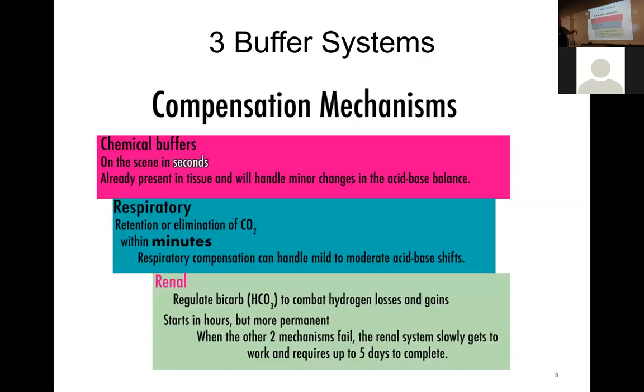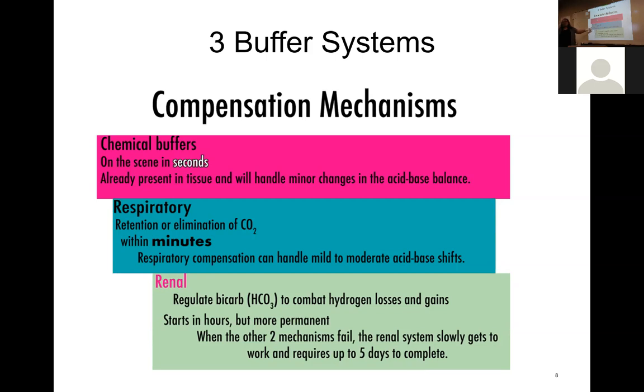Three compensation mechanisms that we've been talking about. The chemical buffers, just the blood changes. But really what we focus on are respiratory and renal. And we need to know which one works faster and which one works better, right? So respiratory is the retention or elimination of CO2. CO2 is the waste product from our breathing, right?